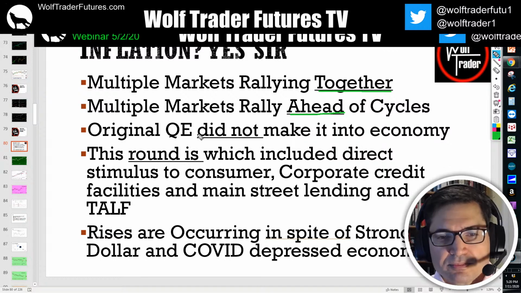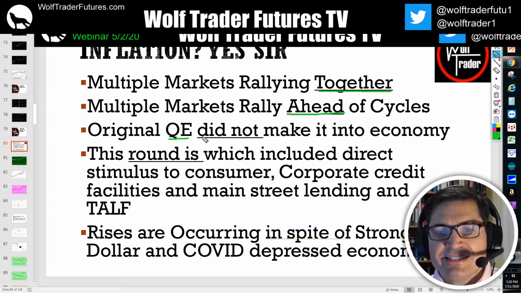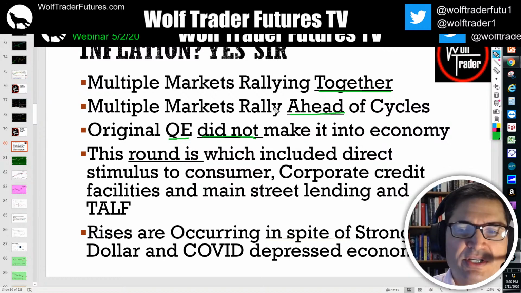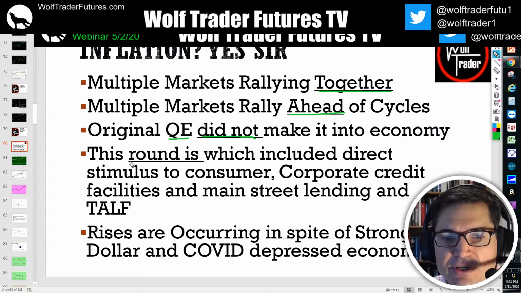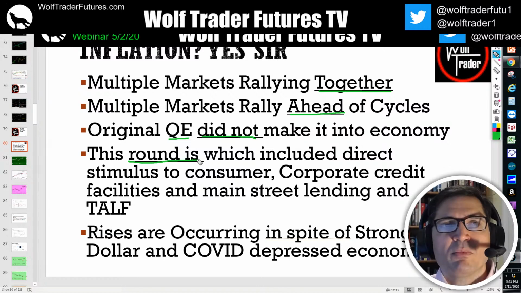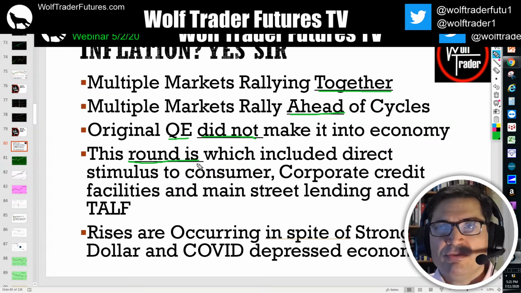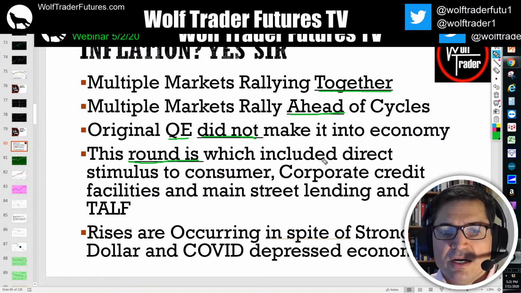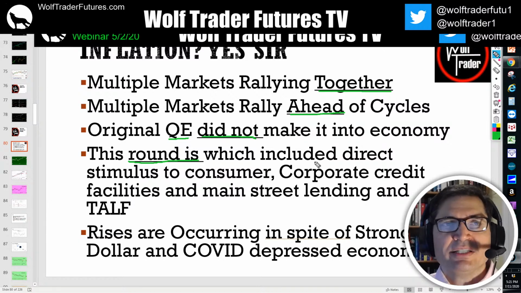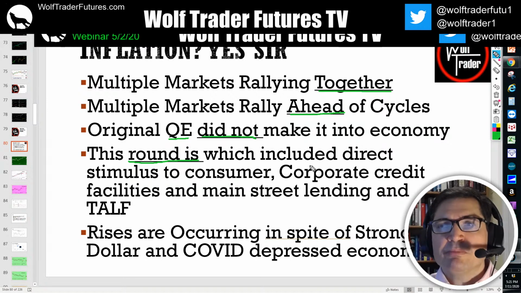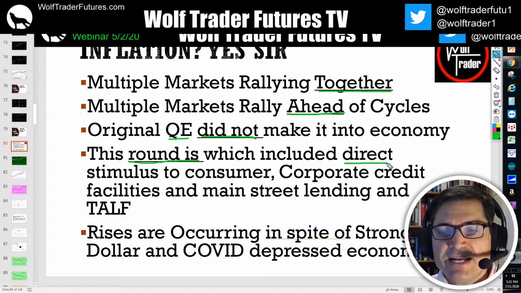The original QE, quantitative easing, did not make it into the economy. In other words, it did help the economy indirectly. It helped assets, but you didn't get this big rise in inflation. This round is different. The argument is that there are more specific Fed facilities now that they did not use to this extent. First of all, we had a direct stimulus to the consumer. That is the most inflationary thing you can do, giving money to people to spend. So that just happened.